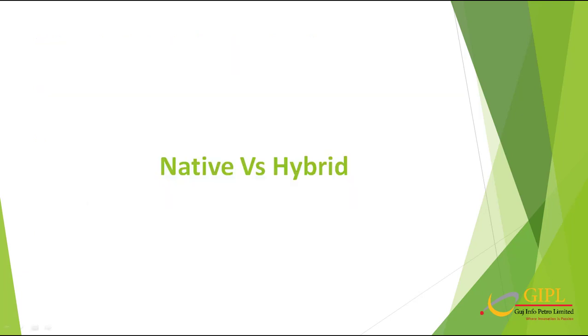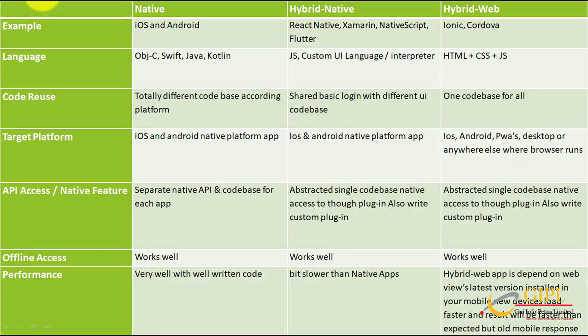Now let's see the difference between native versus hybrid. I divide this into three parts. First is native, second is hybrid native, and third is hybrid web. So we start with examples. Native uses iOS and Android as per its platform-specific app creation. Hybrid native examples are React Native, NativeScript, Xamarin, Flutter, whereas hybrid web examples are Ionic and Cordova.